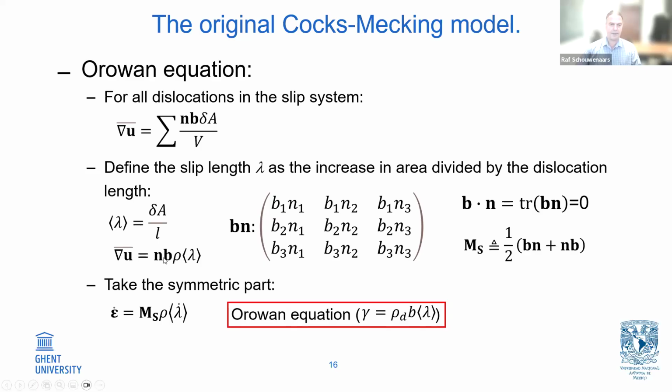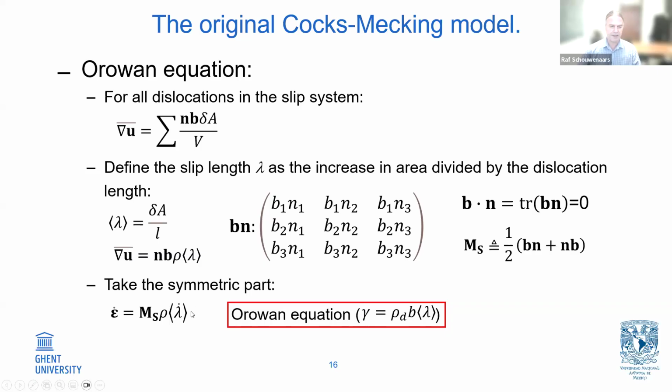Now, this n b tensor, well, this is the transpose of the b n tensor, is this one. And if we take the trace, which would be just the dot product of b times n, that's 0. And if we take the symmetric part, we find the Schmid tensor. So this is the Orowan equation in tensorial form. Here we've got the Orowan equation in scalar form, which will be more useful for the present presentation.